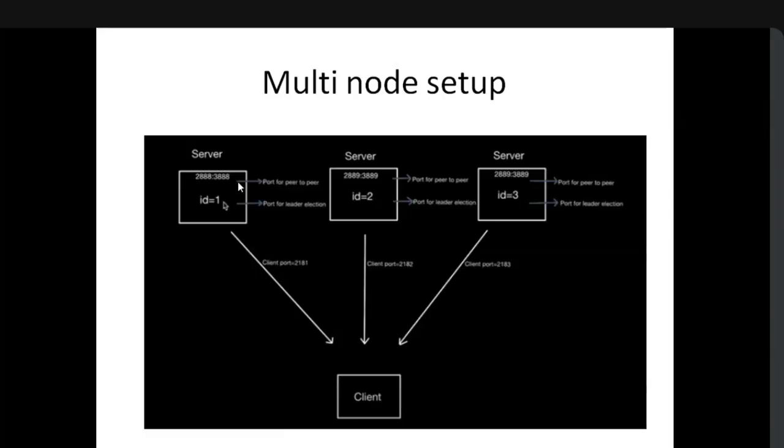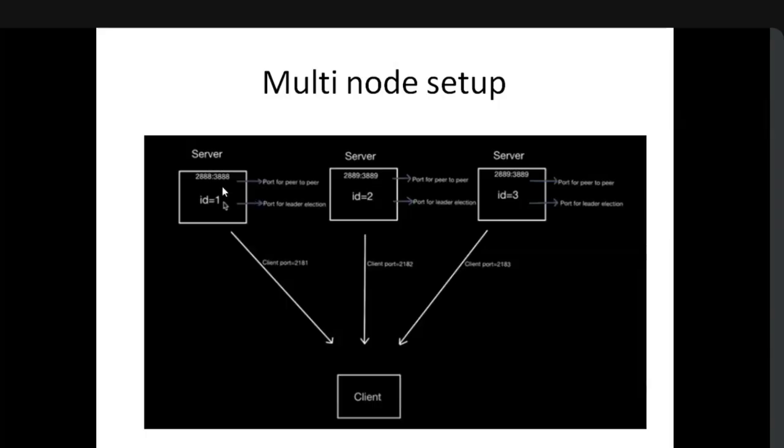One is for client communication. One is for peer-to-peer communication. One is for leader election. So each zookeeper server has 3 ports for different purposes. Okay, that you have to keep in mind.